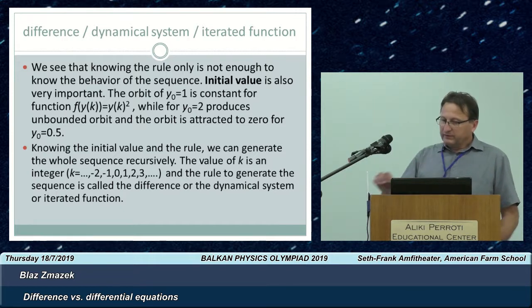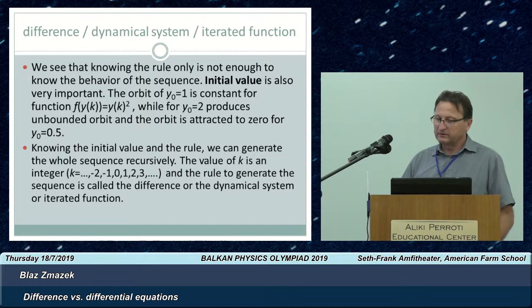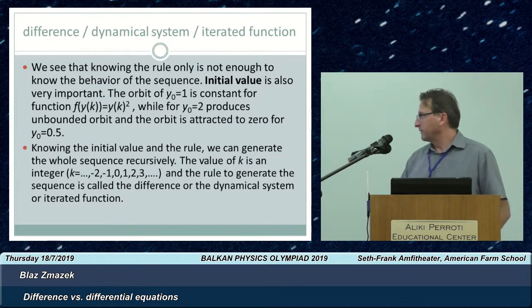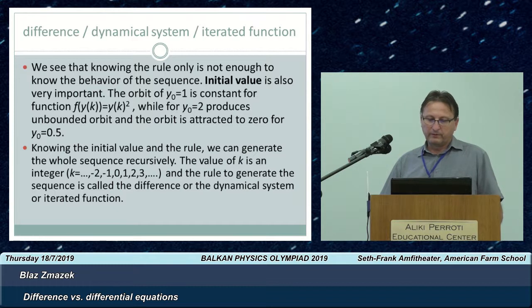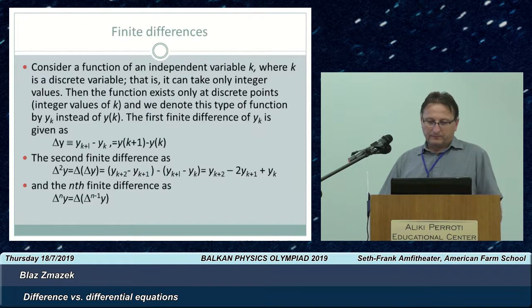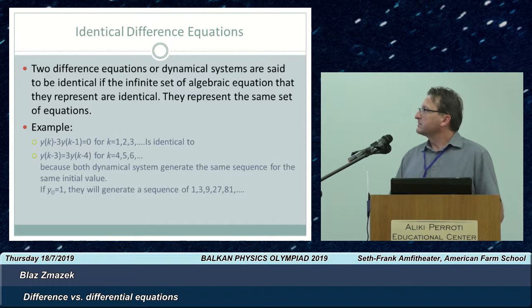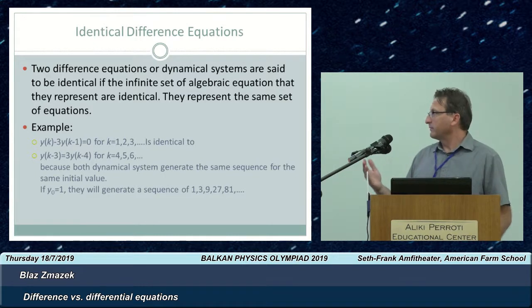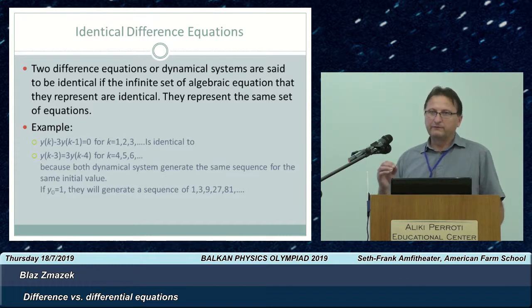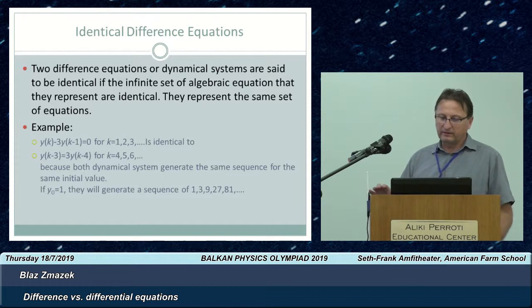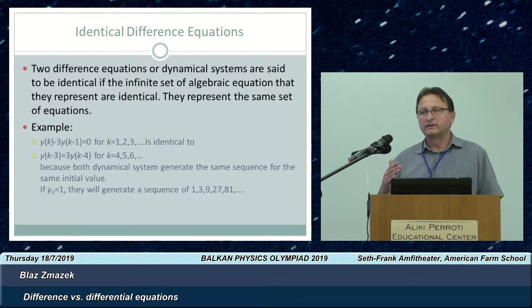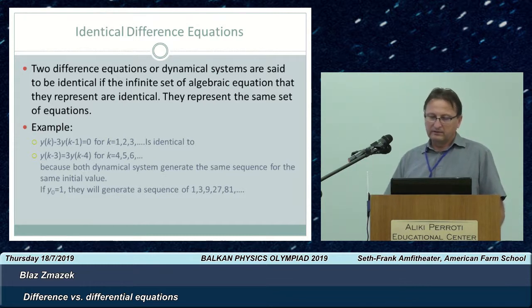So we see that knowing the rule alone is not enough to know the behavior of the sequence. The initial value is also very important. So the orbit, the sequence of the dynamic system, is constant for initial value 1, for 2 it is an unbounded orbit, and for 0.5 it goes to 0. Two difference equations or dynamical systems are said to be identical if the set of algebraic equations that they represent are identical, so they have the same orbits. They represent the same set of equations.